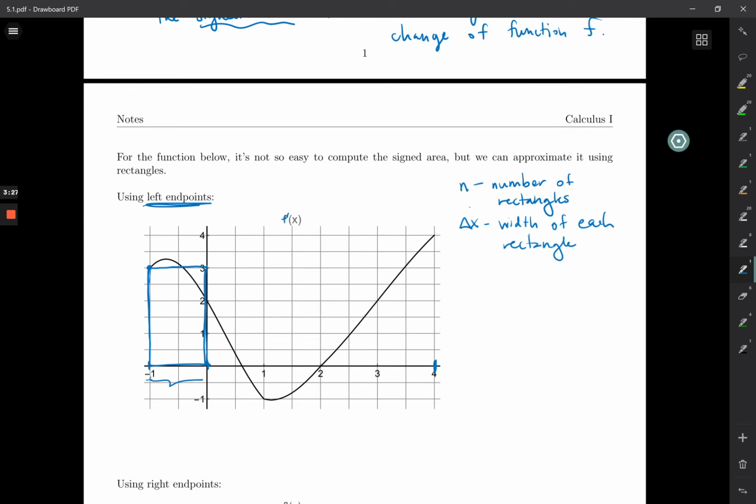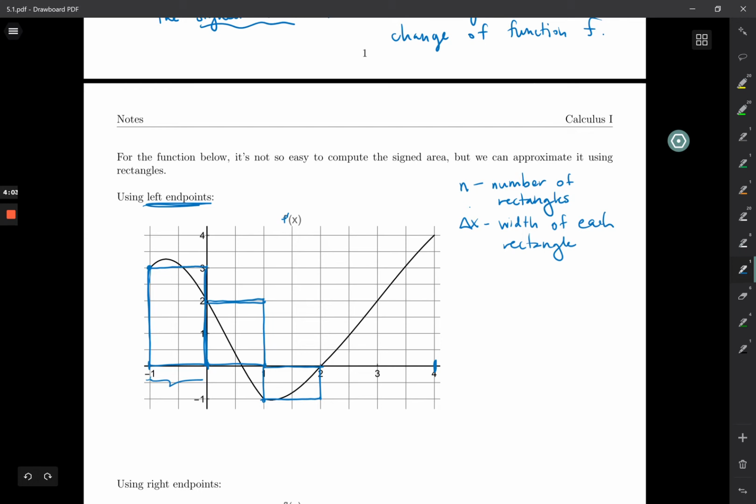Next, we have the interval from 0 to 1. We do the same thing. We follow from the x-axis all the way up to the curve, and then we draw a rectangle at that height, and then we complete it. Right, so we have 2. The next one, the curve is below the axis, so we follow from the axis down to the curve, wherever it meets the curve, and then we draw a rectangle of width 1 right there.